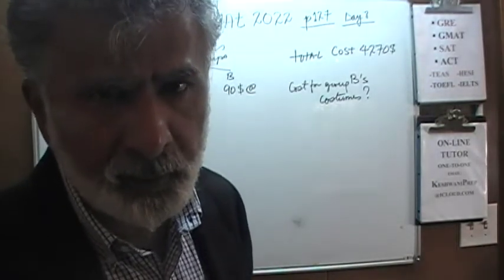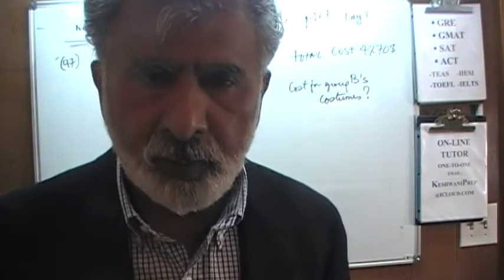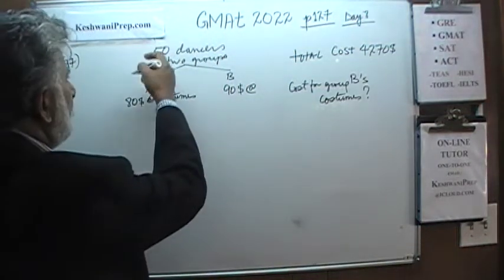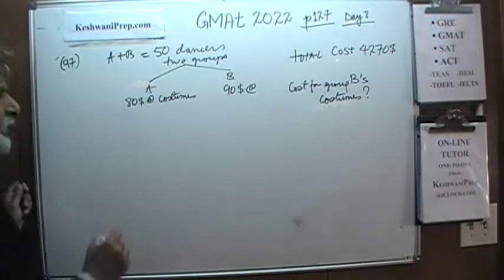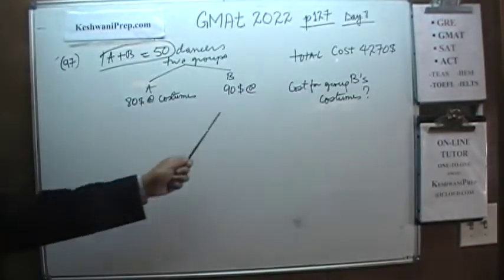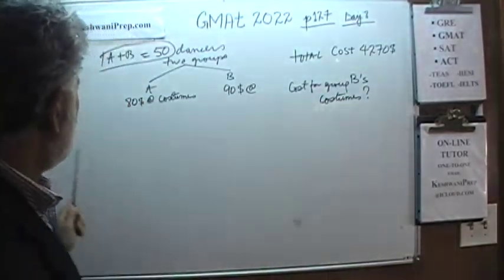Since we have two unknowns, A being the number of people in group A and B being the number of people in group B, we need two independent equations. Well, the first equation is right here. We have 50 dancers altogether: A people in group A, B in group B. So that's our first equation. The second equation is going to come from the fact that the total cost is $4,270.